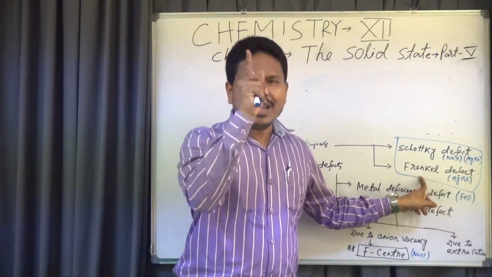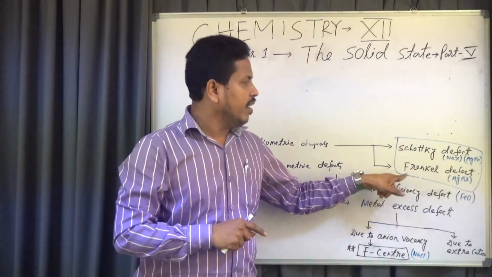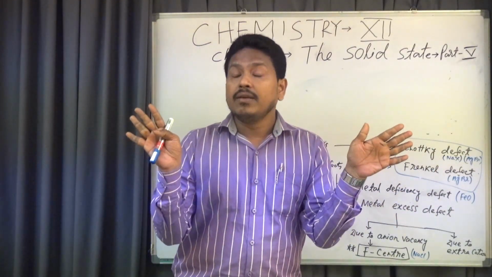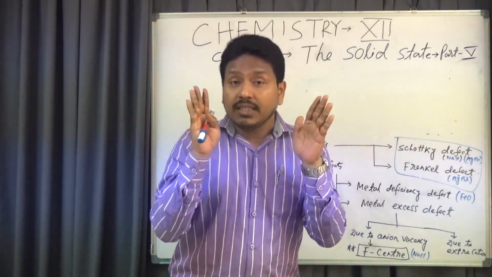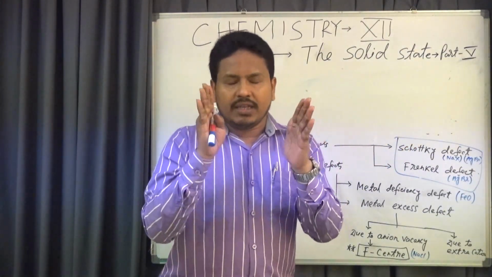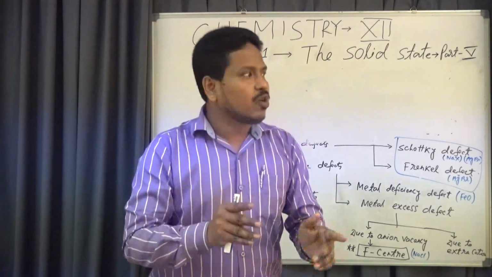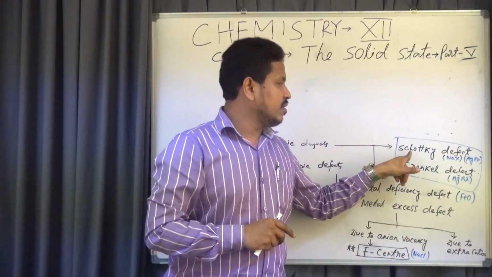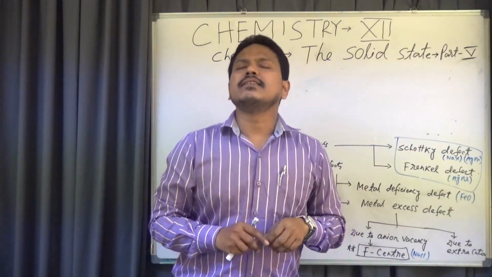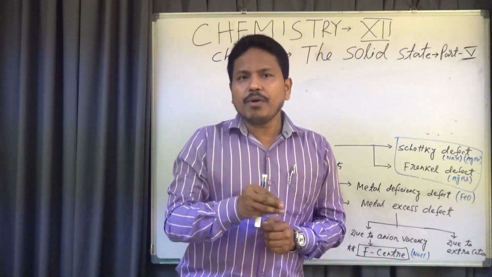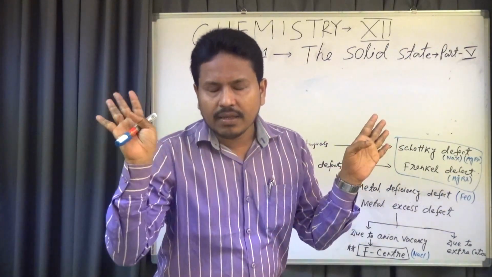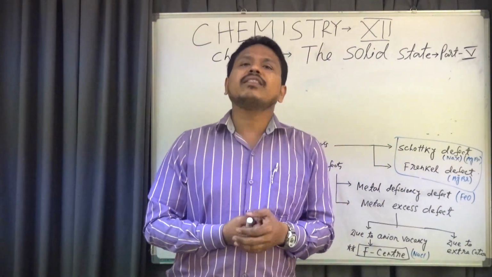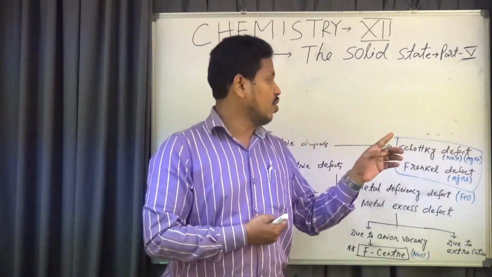So students, there is a very important differentiation between these two. In Schottky defect, an equal number of cations and anions are missing from the lattice site. That is, the density of the crystal will decrease. In Schottky defect, very important for examination, the crystal density decreases. Why? An equal number of cations and anions are leaving the lattice, leaving the unit cell. As a result, density will decrease, but the stoichiometry is unchanged. This is the Schottky defect.